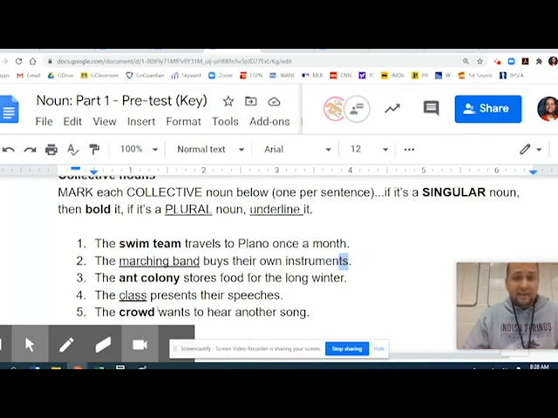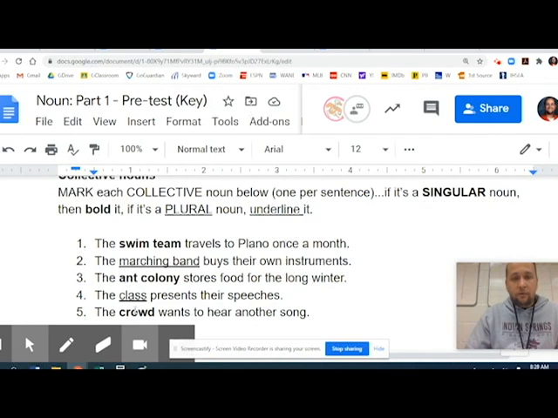Number four, the class presents their speeches. The class is a collective. Yes, there are 25, 35 students in that class, but they present their speeches, presents their speeches, and we see that is a plural. So just like we had instruments up here, that is a little clue there. So that one is underlined.